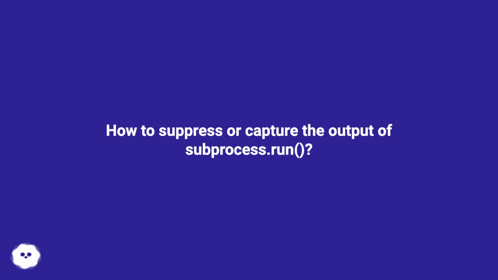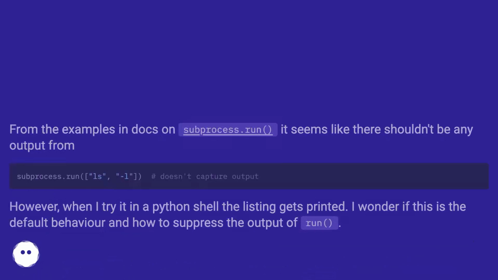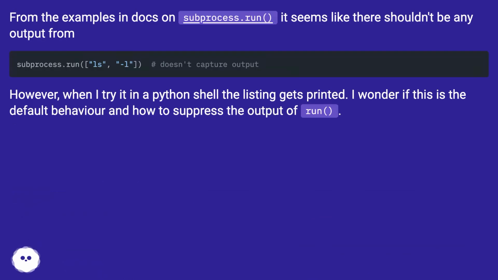How to suppress or capture the output of subprocess.run. From the examples and docs on subprocess.run, it seems like there shouldn't be any output. However, when I try it in a Python shell, the listing gets printed. I wonder if this is the default behavior and how to suppress the output of run.